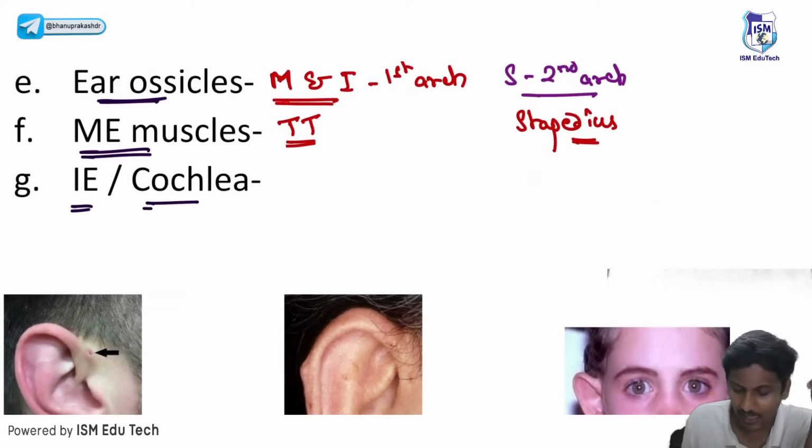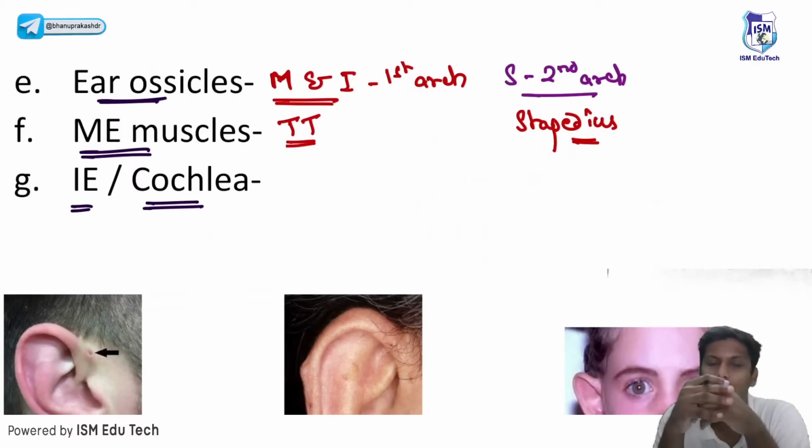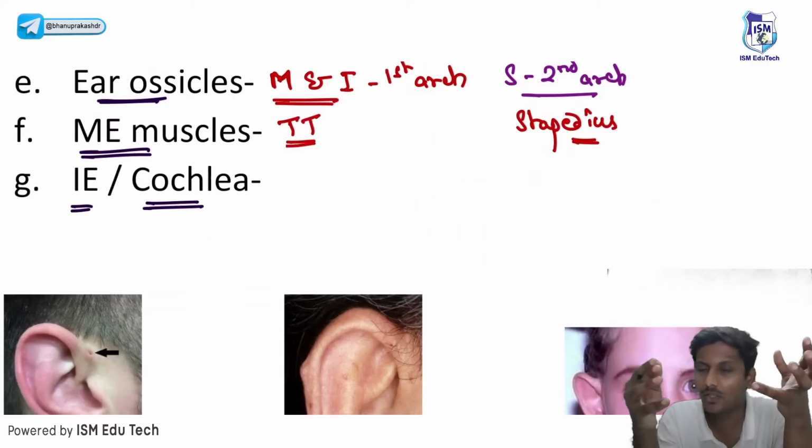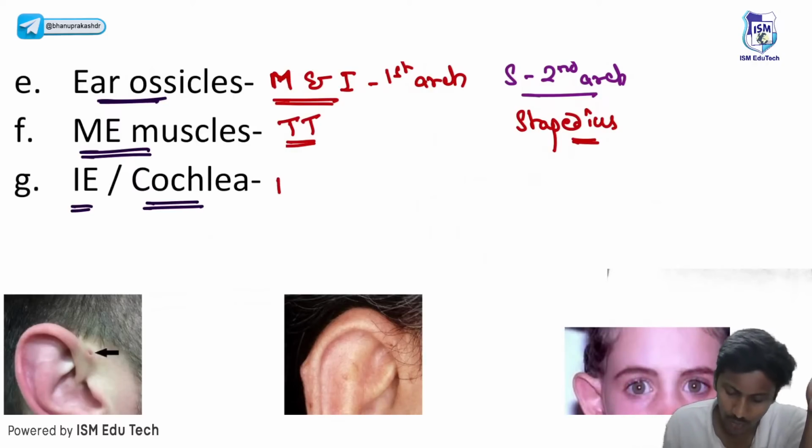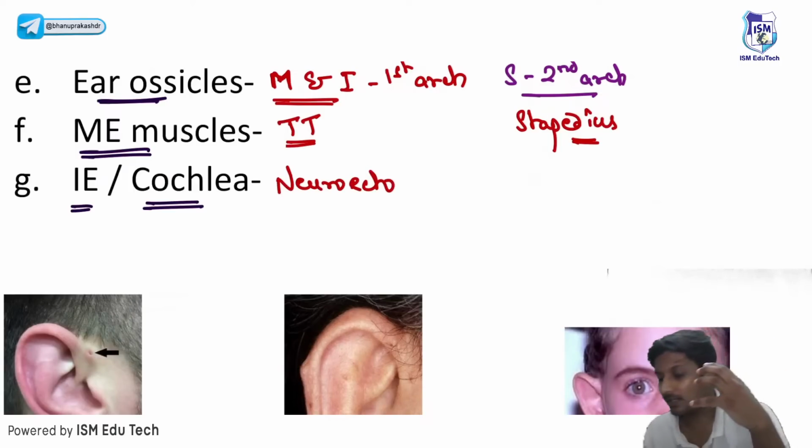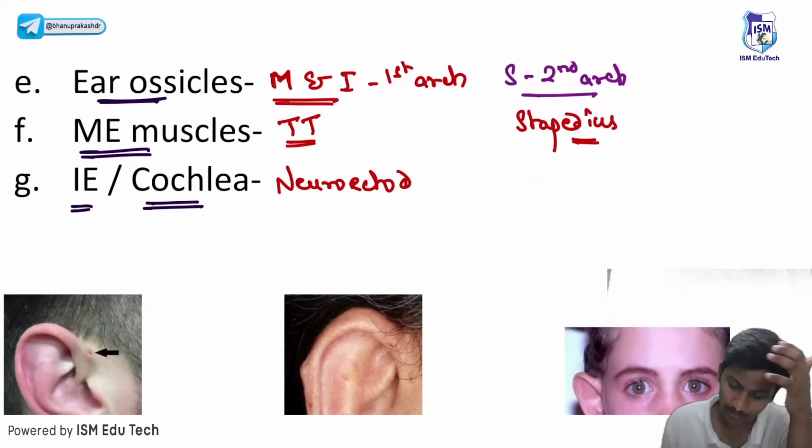Next is the inner ear and the cochlea. So the inner ear also contains the cochlea. All of the inner ear and the cochlea are formed from neuroectoderm. It is not formed of the pharyngeal arcs. It is formed of neuroectoderm usually.